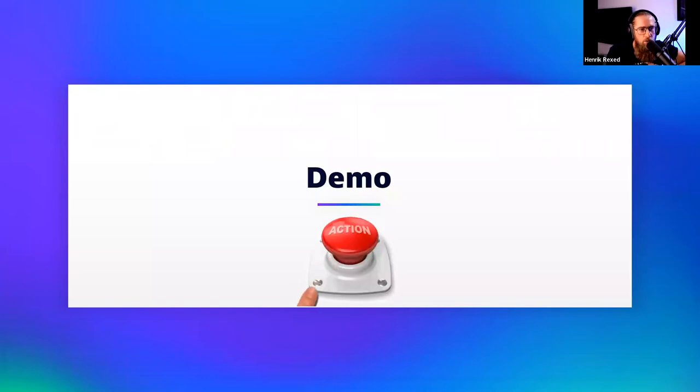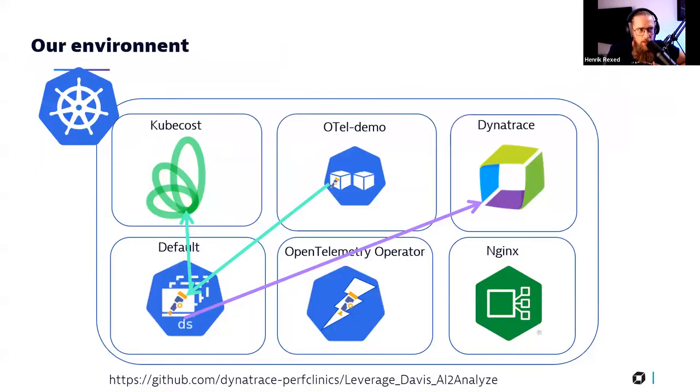So let me go through what I've prepared. First of all, here is the link to the GitHub repo if you want to reproduce and play around with that. Feel free to do that. Here I have a couple of components in this cluster. I have, of course, the Dynatrace operator deployed. I have the Nginx ingress controller to expose my services out of my cluster. And I'm using the OpenTelemetry operator, which helps me to easily deploy various collectors and other things. So that's a technical component at the end.